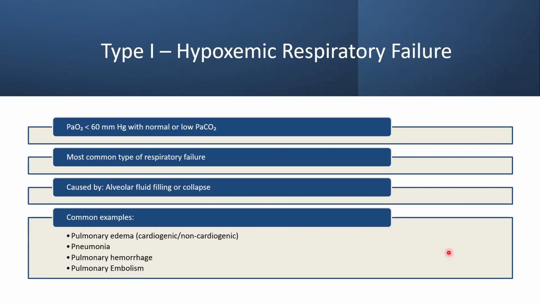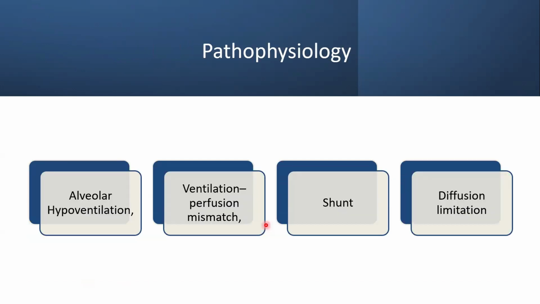The type 1 or hypoxemic respiratory failure is when we say PaO2 is less than 60. It is the most common type of respiratory failure. It is caused by alveolar filling. This is when the alveoli become filled by fluid in case of pulmonary edema, with pus in case of pneumonia, with blood in hemorrhage, or when the blood supply to the alveoli is blocked due to pulmonary embolism, the oxygen cannot be absorbed and it cannot be taken to various tissues. So these are the causes of this type of respiratory failure.